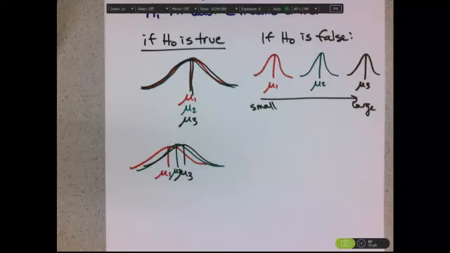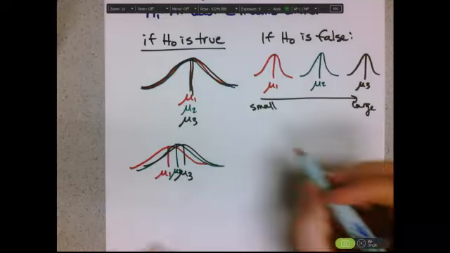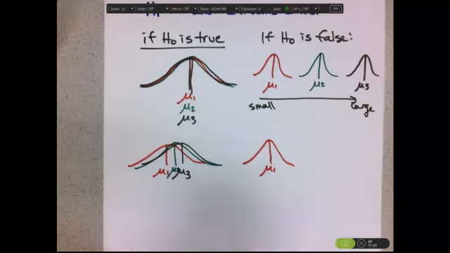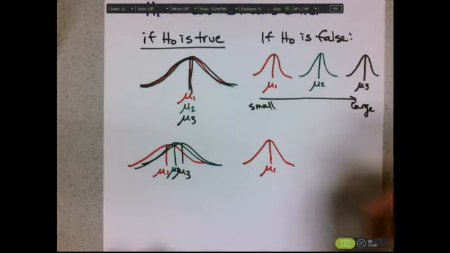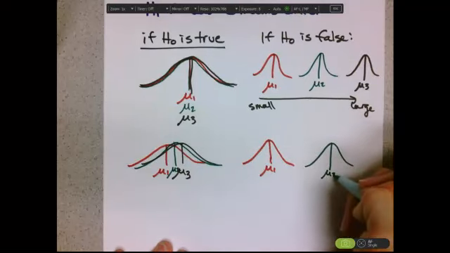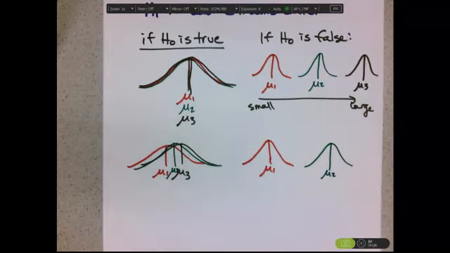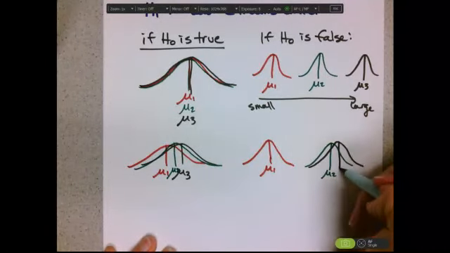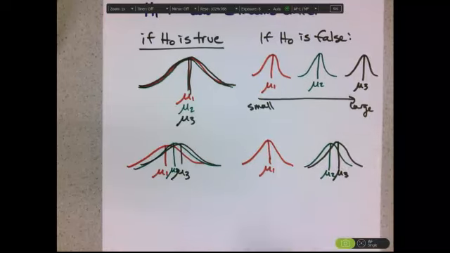Or another scenario we might see if our null hypothesis is false is something like this, where maybe one of our values is much lower than some of the other values. So in this case, we might expect that the mean for population 1 is significantly different from the means for population 2 and population 3.